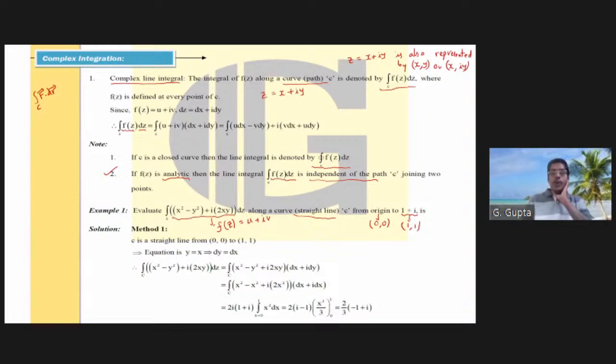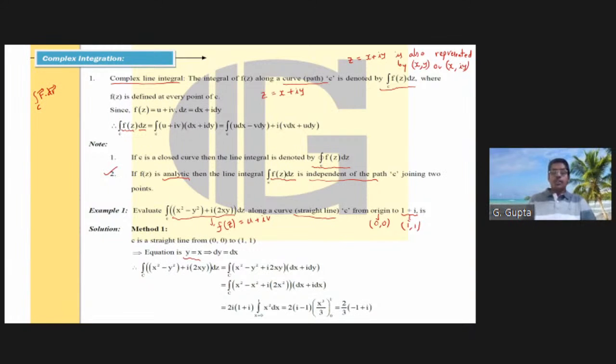The equation is y is equal to x. In every point, y value is the same as x. So joining these 2 points, the curve is y is equal to x. Or you can use the 2-point straight line formula, with x1, y1, x2, y2: x minus x1 by x2 minus x1 is equal to y minus y1 by y2 minus y1. Using that, you will directly get y is equal to x. Or logically, in every point, x value is the same as y value. That is why y is equal to x. Then differentiate: dy is equal to dx. Why should we differentiate? Because dz is nothing but dx plus I dy.